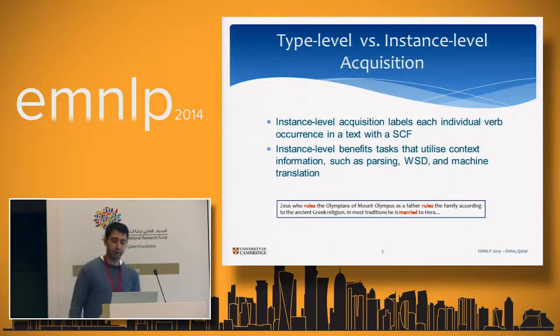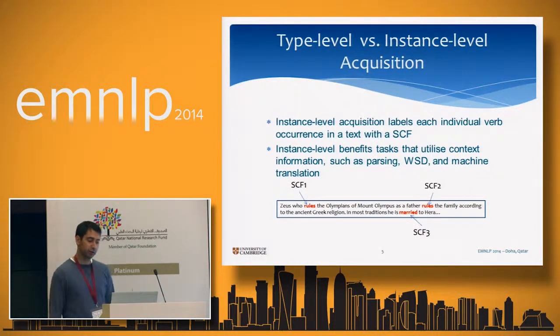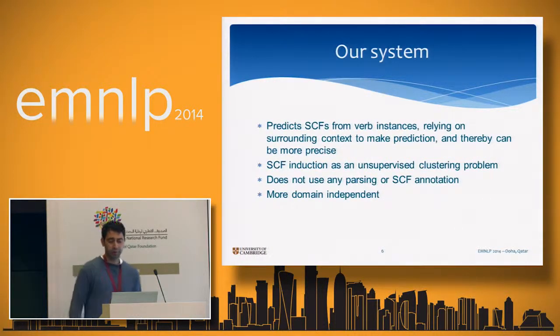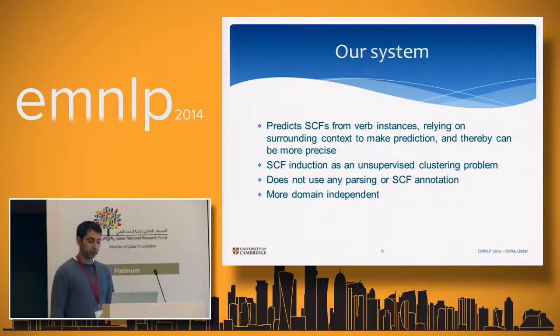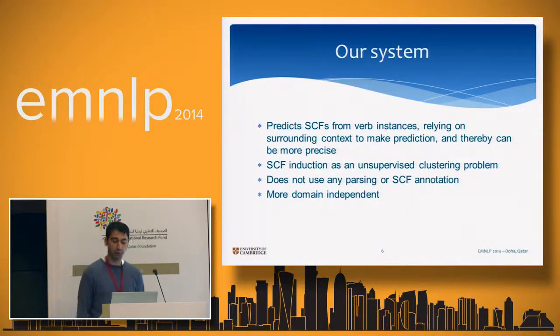Instance level, on the other hand, you look at all the instances of a verb and you assign a subcategorization frame to each instance depending on the surrounding context. We try to infer a particular subcat. So our system predicts subcategorization frames at an instance level by looking at the surrounding context, and therefore can be more precise for systems that require context, like parsing or word sense disambiguation.